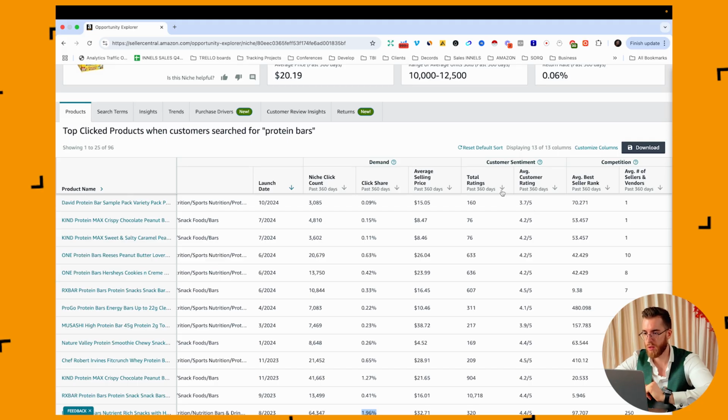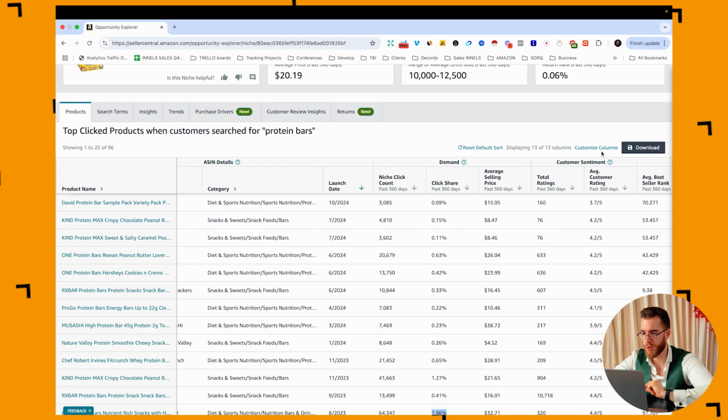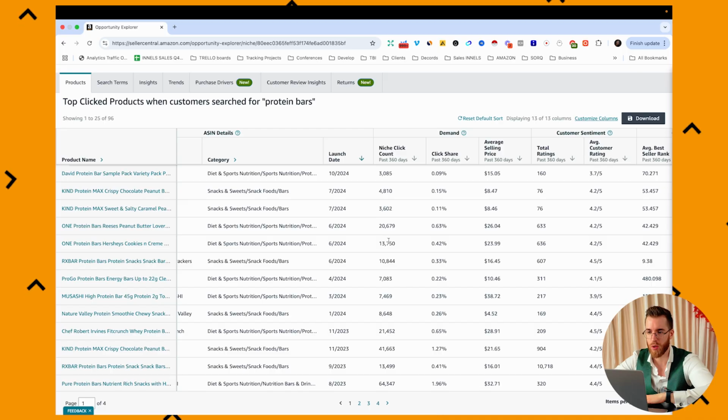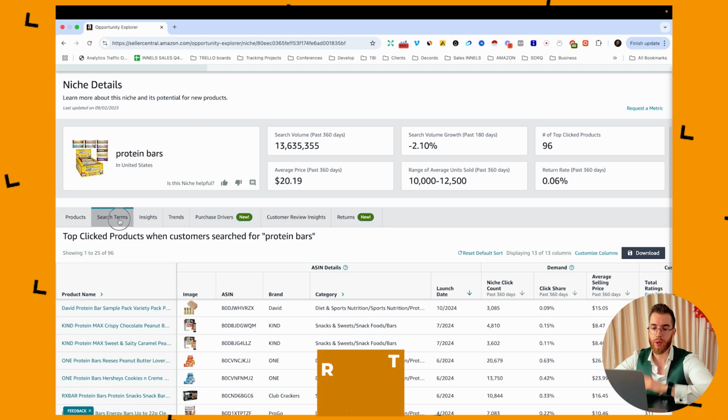You can also see the total amount of reviews that those ASINs got for the past year. And here again, you can always, of course, customize columns if you want to ensure that, okay, I don't want to see the brand, ASIN, category. Again, you can just take a look at those ASINs. Then we go to search terms.